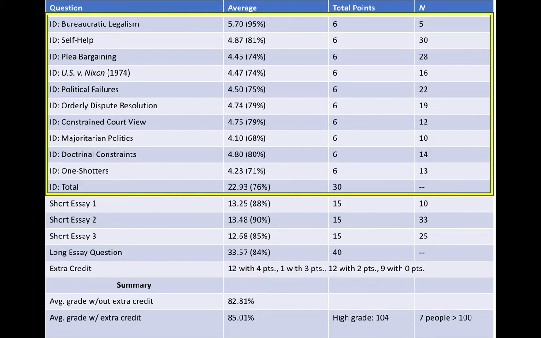So if you look at the column on the far right called N, that is the number of students who answered each ID. So the most popular ID was self-help, followed by plea bargaining, followed by political failures, and then followed by orderly dispute resolution and US v. Nixon. And then doctrinal constraints, one-shotters, majoritarian politics, and bureaucratic legalism rounded out the order of most popular to least popular.